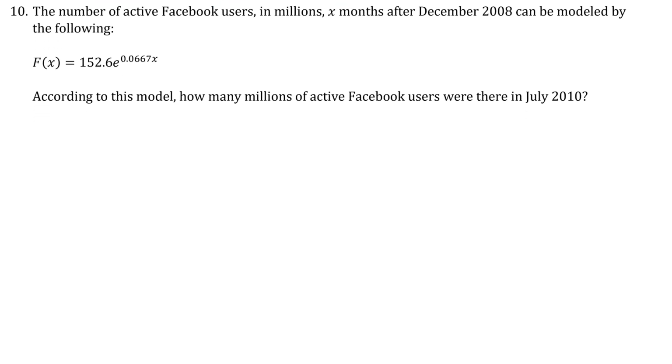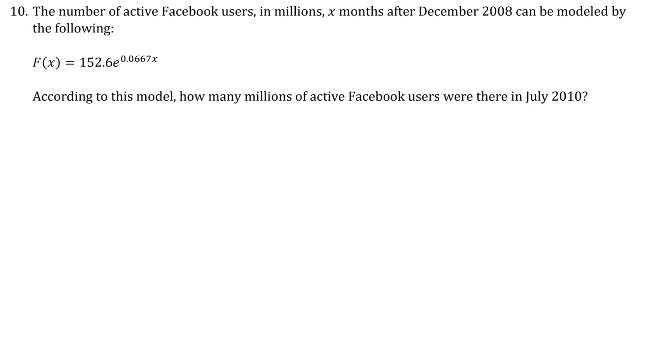All right, last one, number 10. The number of active Facebook users in millions x months after December 2008 can be modeled by the following equation: F of x equals 152.6 e to the 0.0667x. According to this model, how many millions of active Facebook users were there in July 2010?